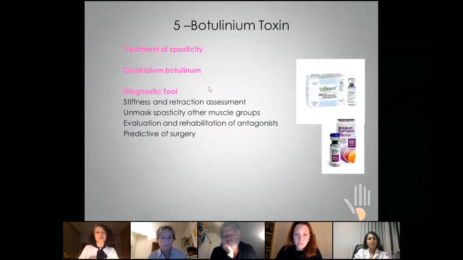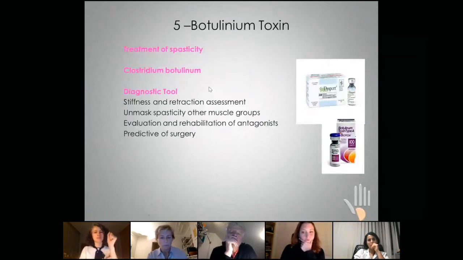The botulinum toxin will be explained a bit later in another talk, but for us, it is very important. It is a treatment itself, as will be said, but for us it's a diagnostic tool, and it allows us to see, when we decrease the spasticity with the botulinum toxin, if there is any stiffness or retraction remaining. It can also unmask spasticity of some other muscles. For example, if you have spasticity of the fingers and you put botulinum toxin in the flexor superficialis and profundus, then you can see if you also have spasticity in the other muscles or not.